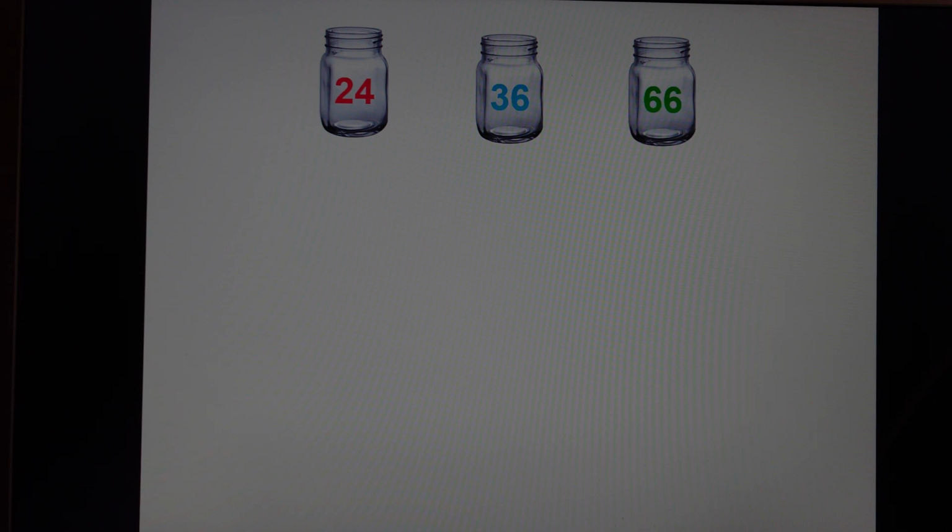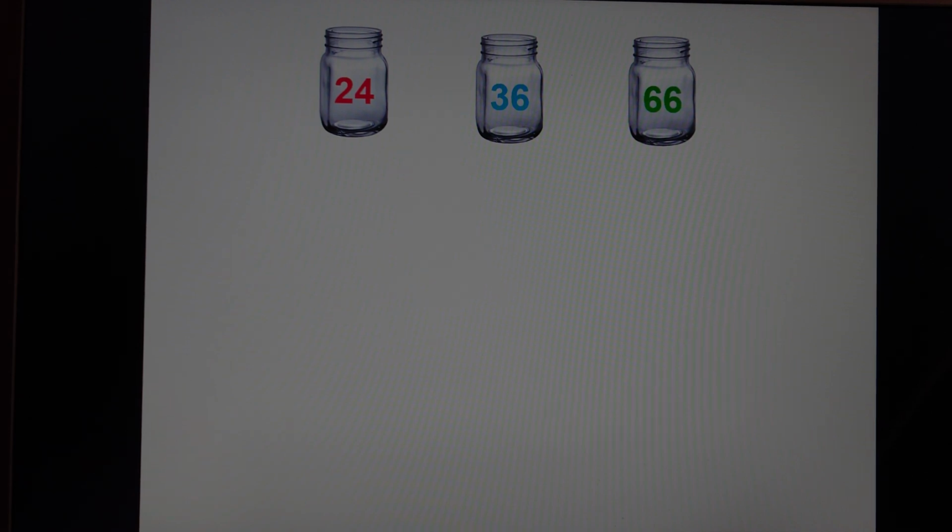So in this video we're going to look at how you compare three different numbers using ratio. The situation I have on the screen here is that I've got three different coloured sweets, three jars of sweets. There are 24 red sweets in the first jar, 36 blue sweets in the second jar, and 66 green sweets in the third jar. And I haven't drawn the individual sweets, I've just set it up like that.